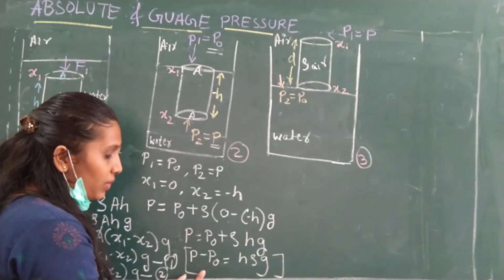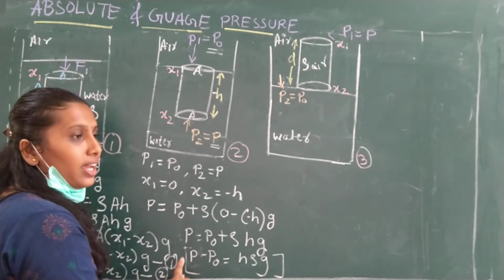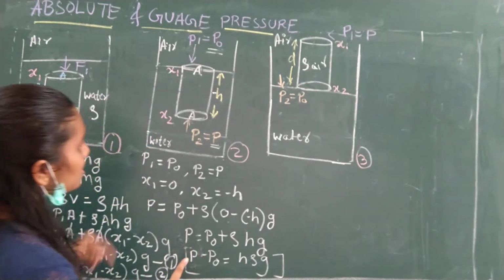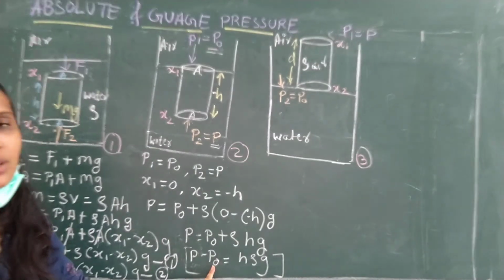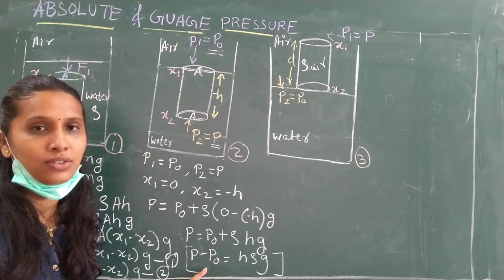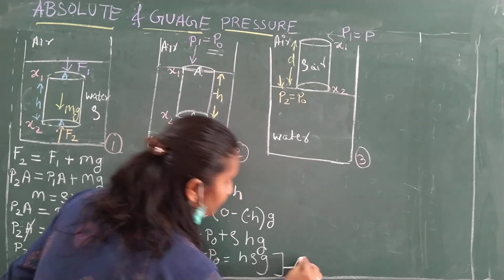So gauge pressure means any pressure that may be because of liquid or air. Here in this case we are considering P as the pressure because of this liquid, and P0 is nothing but the pressure due to atmosphere. The difference between both gives me the gauge pressure. So I will take this as equation number 3.